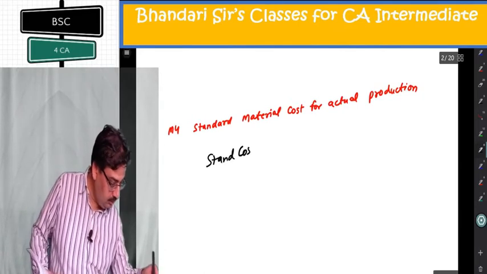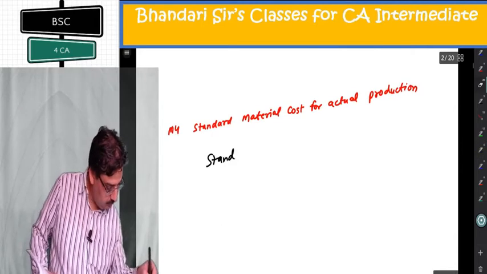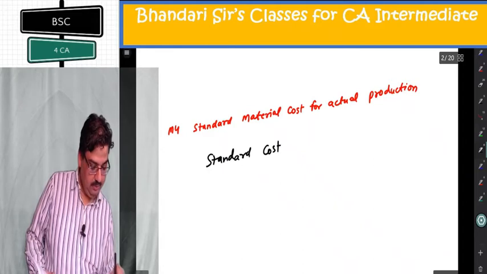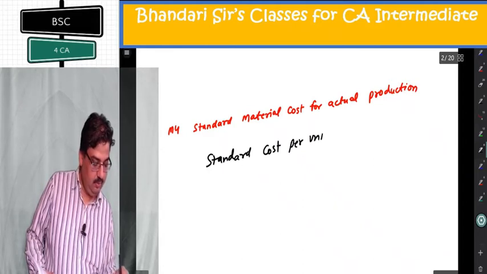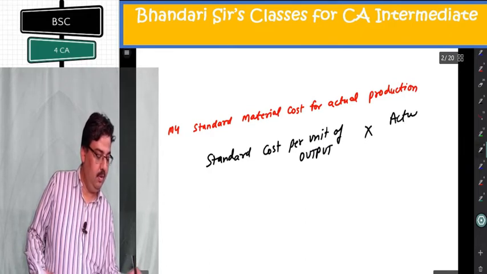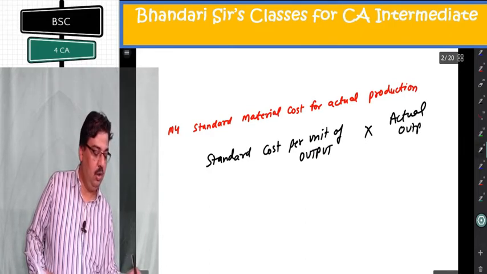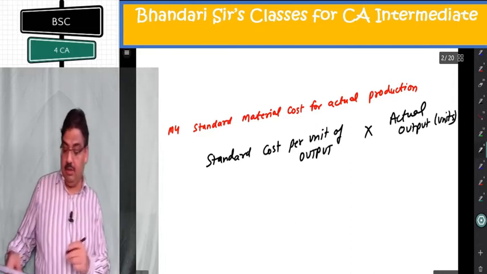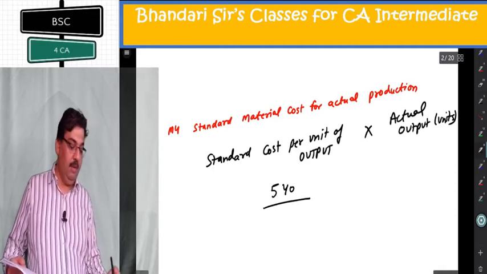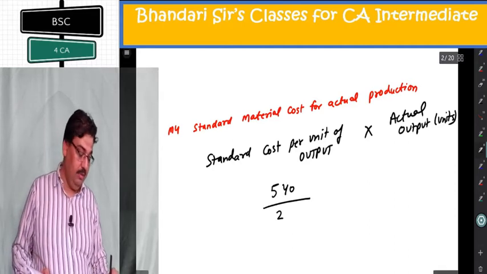Standard cost per unit of output multiplied by actual output in units. Look at the budget which is given. Cost there is 540 and in the budget I am getting units 270.